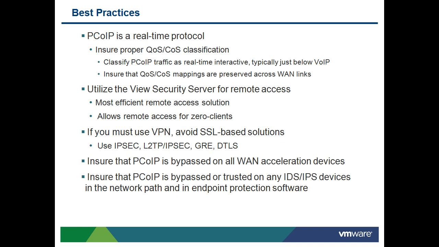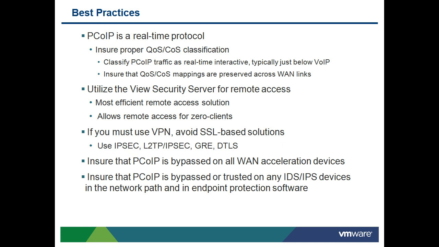And this is going to vary. There's no one way to do this, so unfortunately I can't give you the exact markings that'll work in all situations. Different network teams do this in different ways. But what's important is that PCoIP is not thrown into the scavenger queue with all other non-critical traffic. Treat it like a real-time protocol.